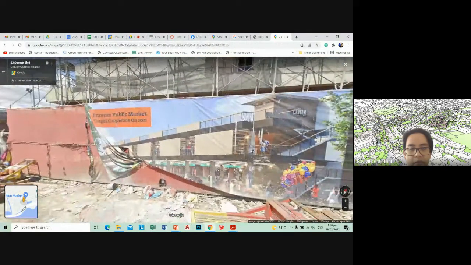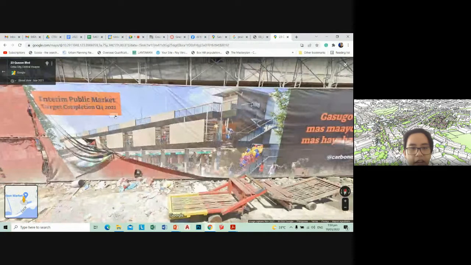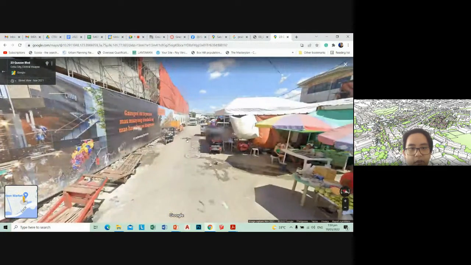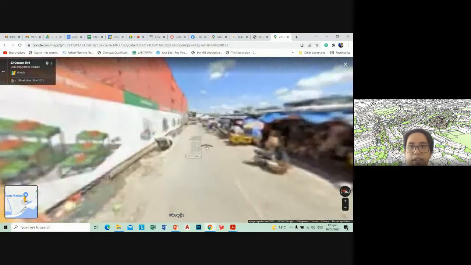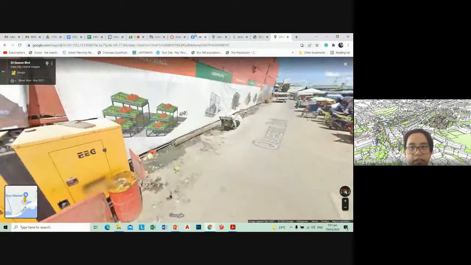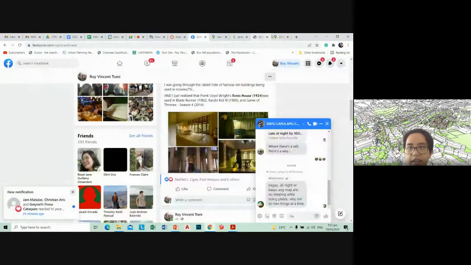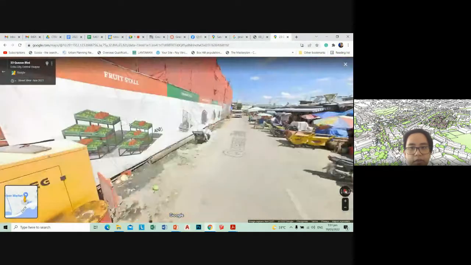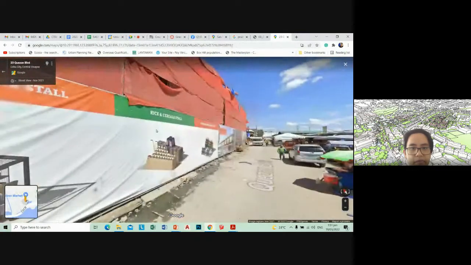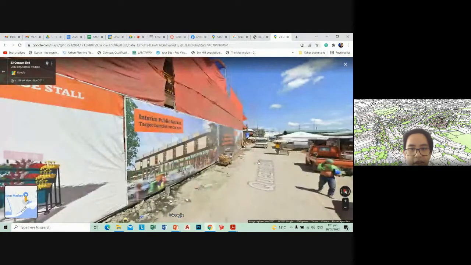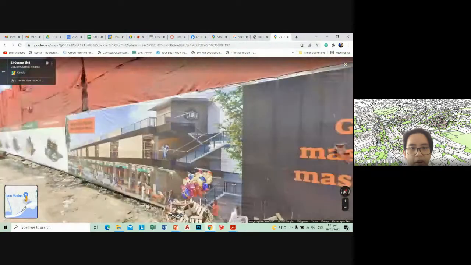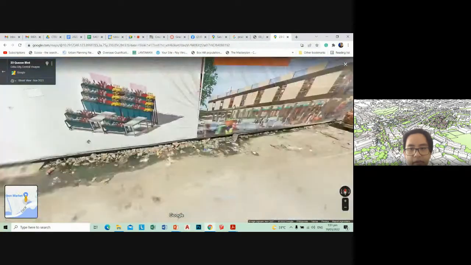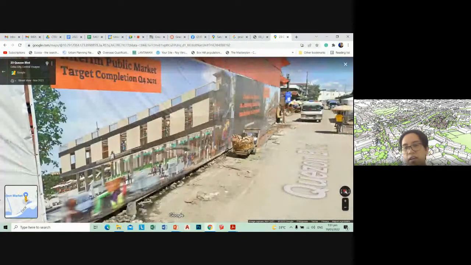And now they're going to develop something like this, the interim public market. Target completion date is the fourth quarter of 2021. I think it's already there. Fruit stalls, rice, cereal stalls, and then here we have a better image of what the market would look like. Something like this. So, talking about materials recovery and waste management, let's see here.